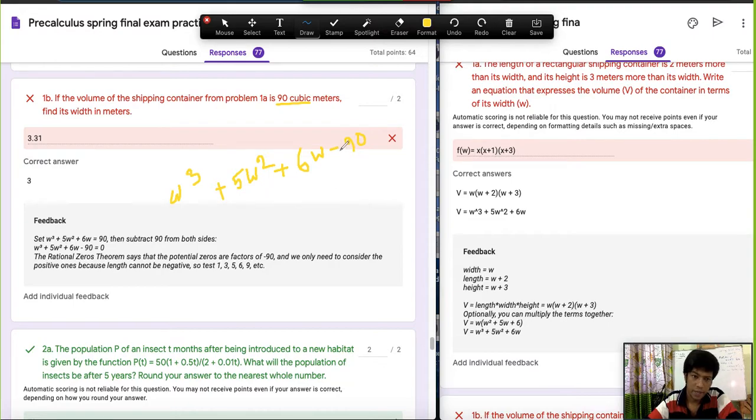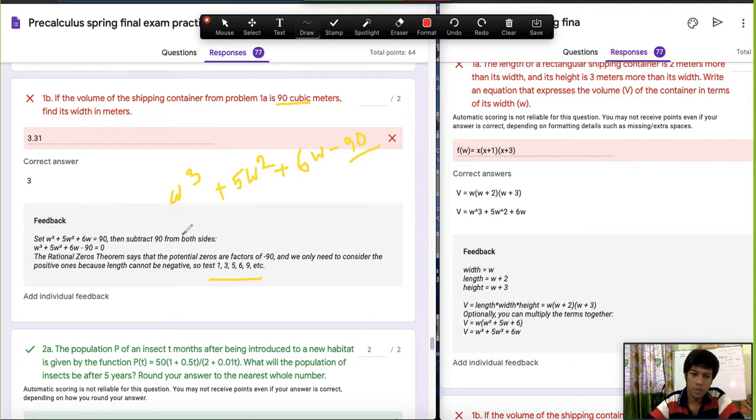You do not have to put a negative value, because the answer has to be positive, and the solution will be a factor of 90 because of the factor theorem, the rational zero theorem, as you know. So you can test different values, and you'll see that if you put 3 here, the answer comes 0.